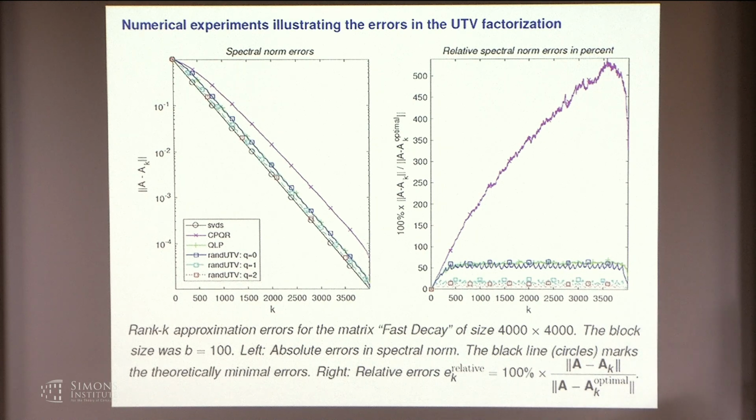So basically, the UTV with no power iteration is essentially the same accuracy as Stewart's QLP algorithm, which is actually very good. For many purposes, that's perfectly good enough. And if you use a couple extra power iterations, you drive the error to be very small. In this case, we have exponential decay, and it does look like we're controlling the relative error very well.